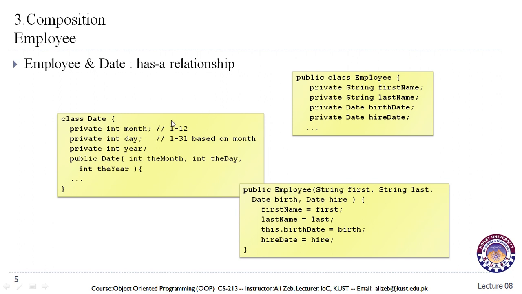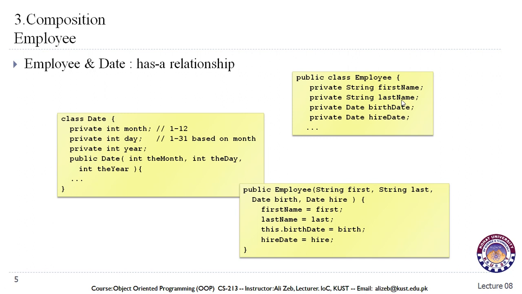Now we can see that the date in itself has 3 variables. If we weren't using composition, we would be creating 3 variables for the birth date, like birth day, birth month, and birth year, and three integer variables for the hire date, like hire day, hire month, hire year, and we would need to validate these variables as well. So we would be performing 2 validations for the same kind of variables.